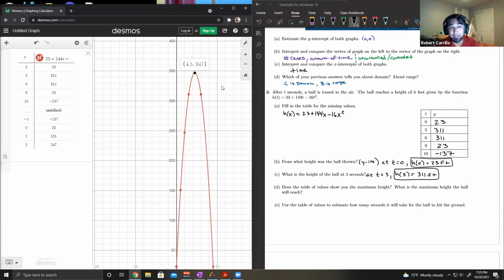And our answer is what? So look on the graph on the left. What is the maximum height that this goes up to? 347. So does our table actually show us the maximum height? No. So how would we have to find that?